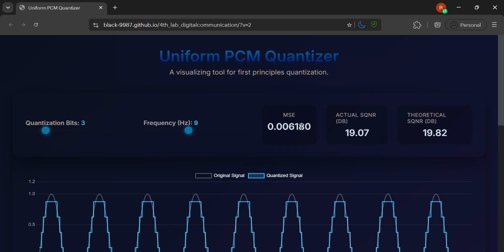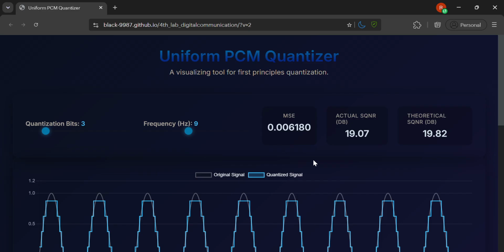The first is MSE, or mean square error. This measures the average error between the original analog signal and the quantized signal. A smaller MSE means the quantized signal is closer to the original.